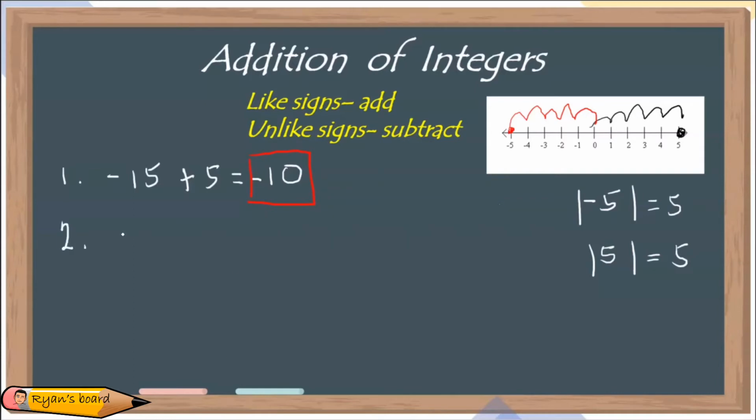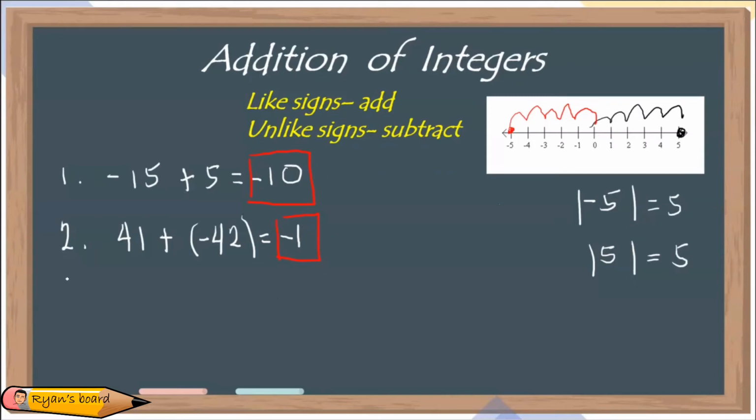Let's say 41 plus negative 42. Unlike signs, magkaiba ng sign. So, subtract the numbers. Pag nag-subtract tayo, unahin natin yung malaking number. 42 minus 41, that's 1. Sino ang may malaking absolute value? Si negative 42. Ano ang sign ni 42? That's negative. So, our answer is negative 1.